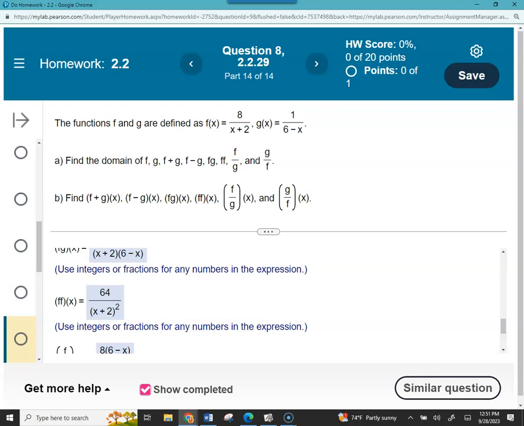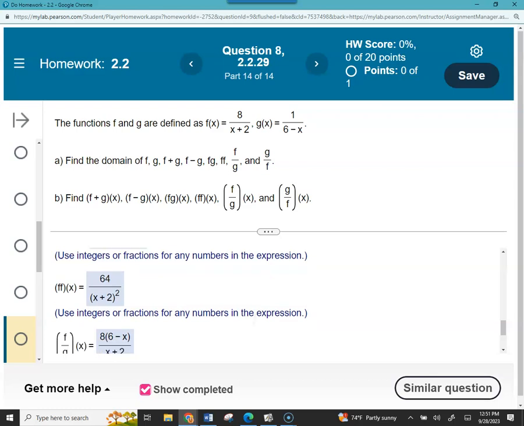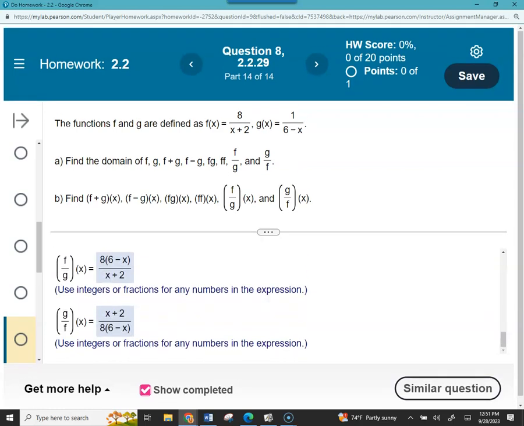Same thing there. When you're multiplying f times f, so that would be 8 over this times 8 over this. You can write it like that. They don't want you to multiply the polynomial out. Okay, when you're dividing them, they are expecting you to do keep, change, flip. Okay, so let me work one.